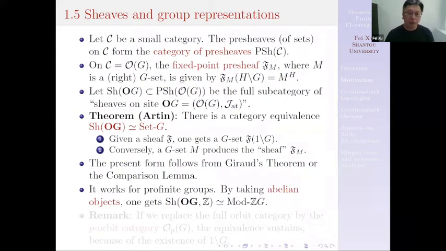Now, based on Artin's equivalence, if you take the so-called abelian objects, then you get an equivalence between the abelian sheaf category and the ZG-modules. But if G is profinite, then you have to be a bit careful about the module category on the right side, because in that case, you have to consider the so-called discrete G-modules. But if G is finite, then you don't have to worry about that.